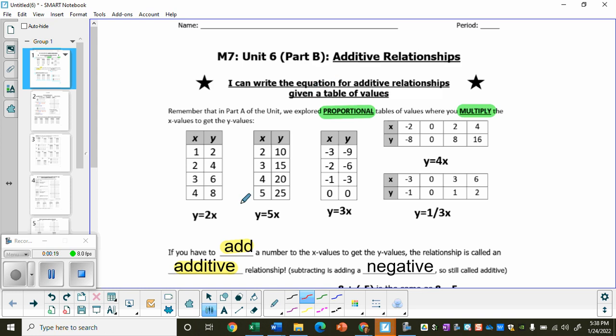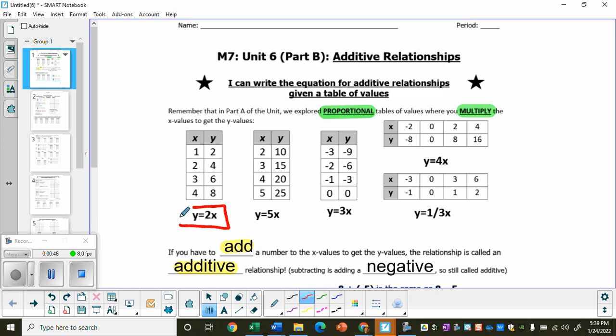Now before we learn anything with additive, I just wanted to review that in part A, the first part of the unit, we explored proportional relationships. We're already done with that part of the unit now. But in those tables of values, we noticed that we were multiplying each of the x values to get the y ones. So for example, in this first table of values, if I take each of these x values and multiply by 2, that's how I get each of these y values.